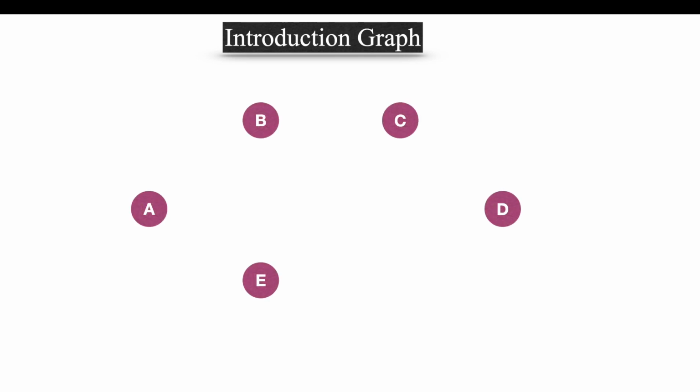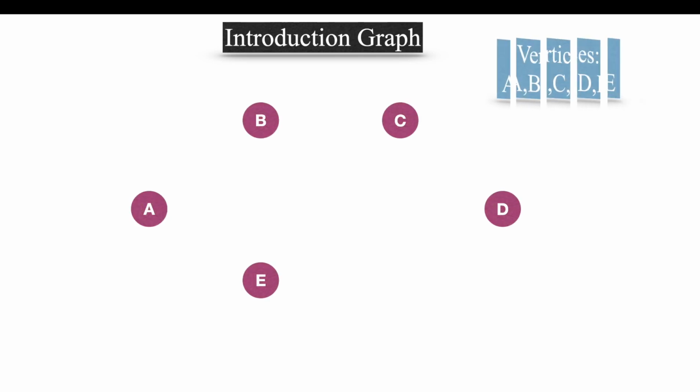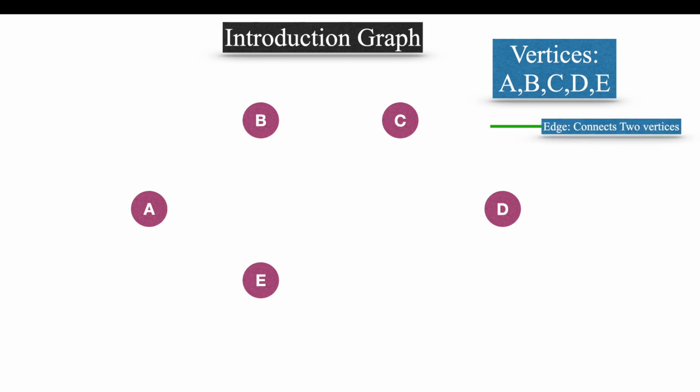Hello everyone, let's talk about graph. Google Maps is a right example for graph. In Google Maps, you have locations, right? Technically, we call them vertices. See here, we have vertices A, B, C, D, E. Vertices can be connected by an edge.